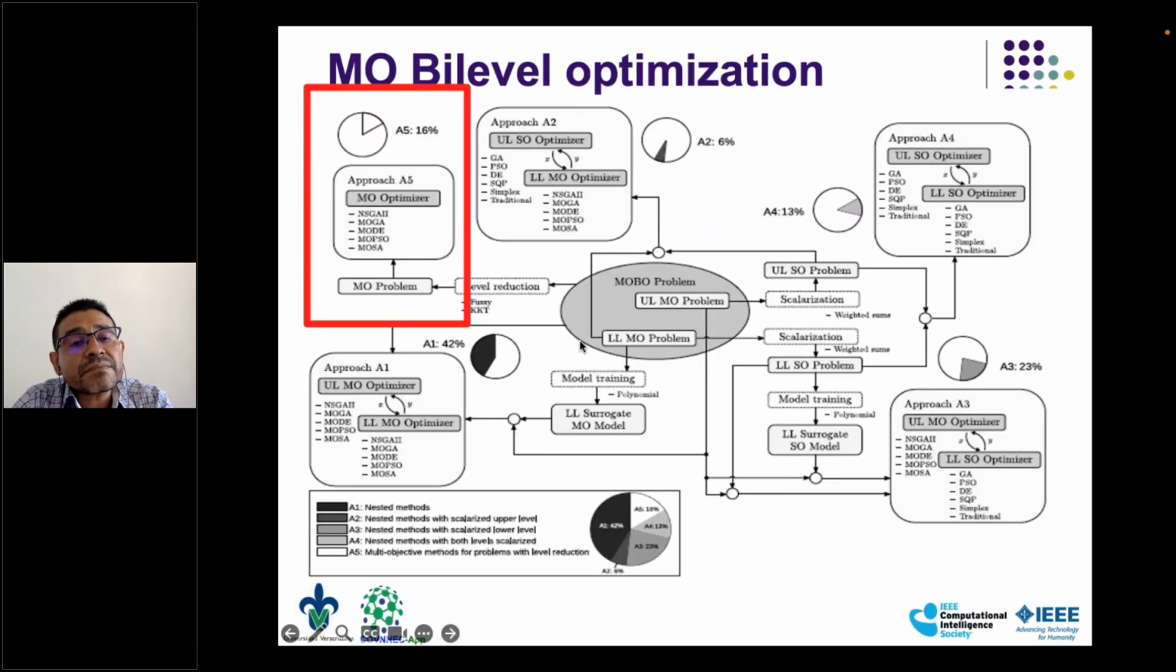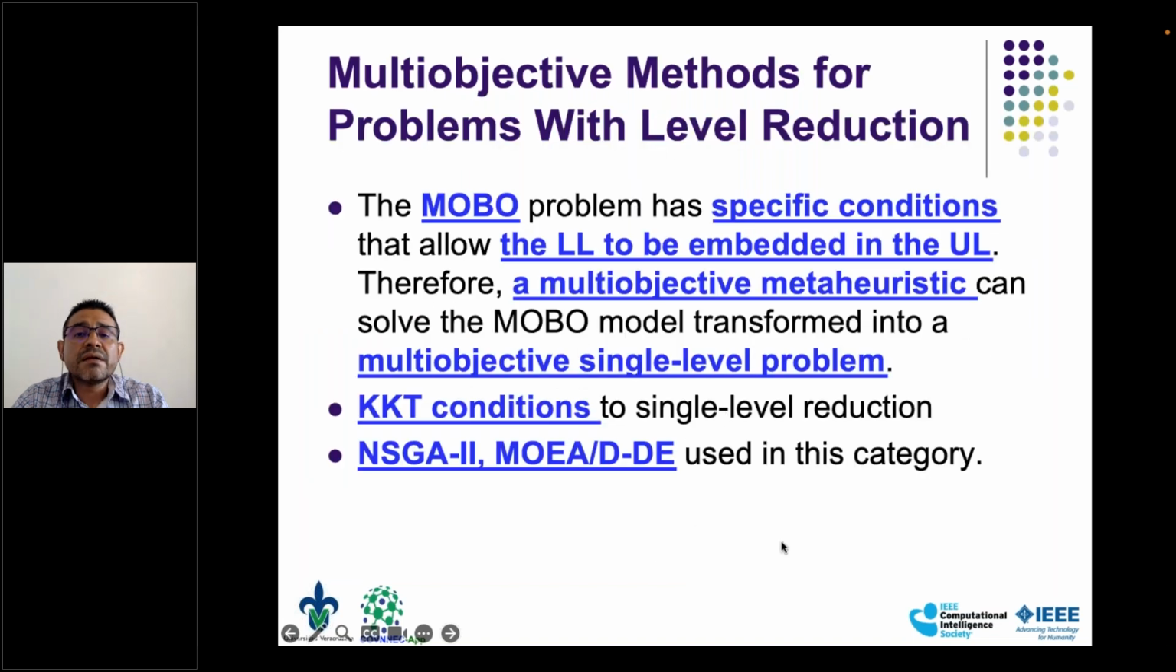And finally, this group assumes that we can apply a reduction of the levels. I mean, the same idea that we mentioned for the classical techniques, we can now use it here to transform the problem, multi-objective at the upper level, multi-objective at the lower level, into a single level multi-objective problem, okay? And then I can use the algorithms that are very popular for single level multi-objective optimization, like NSGA2, MOEA-DDE, and others, okay?